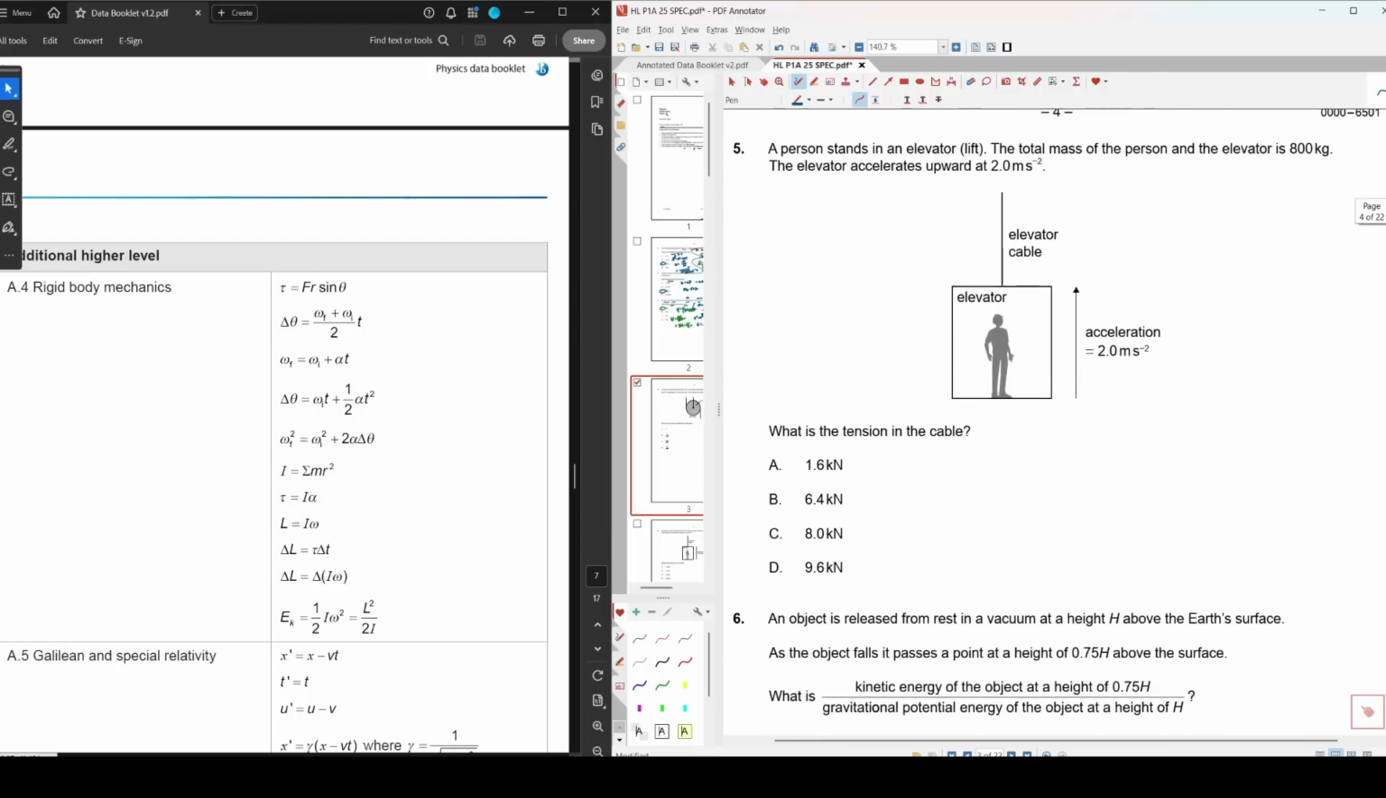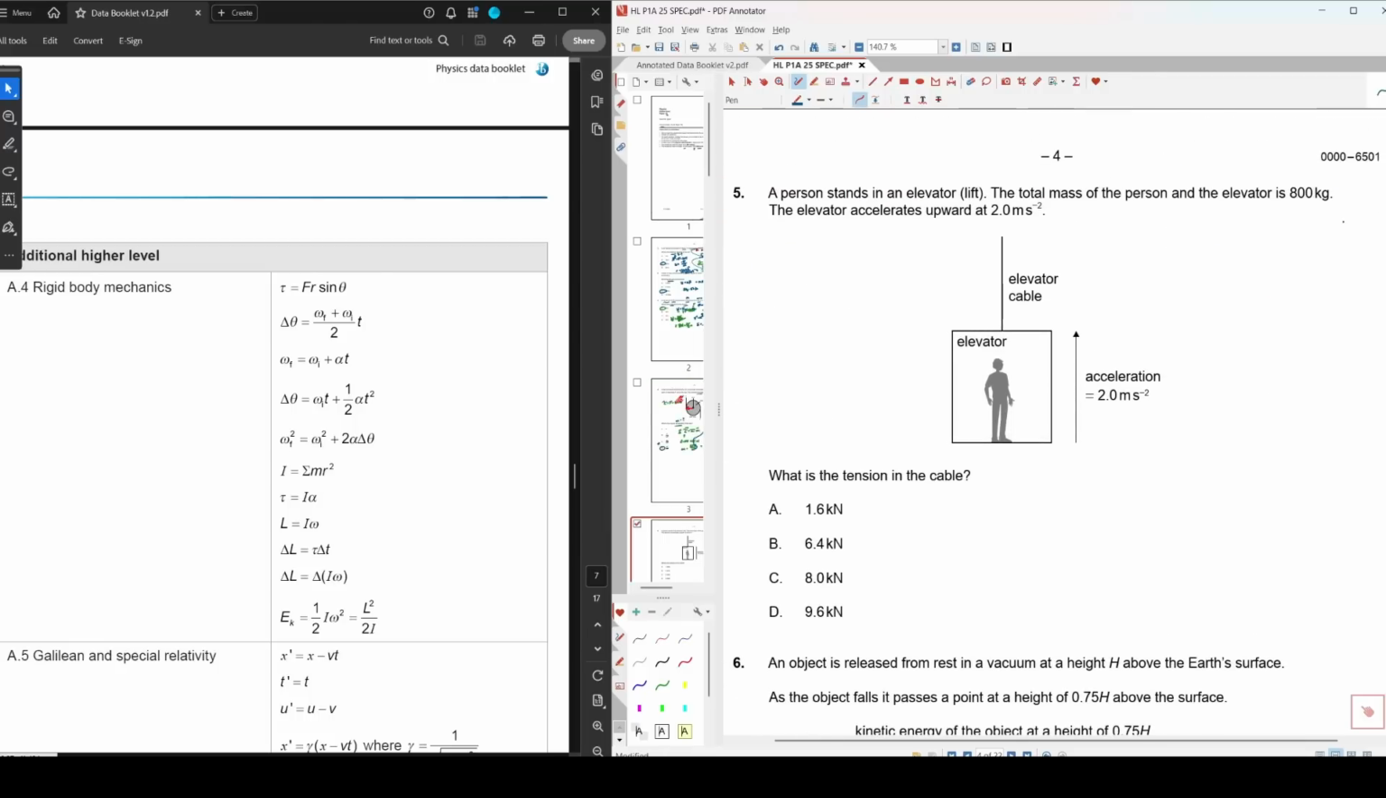Let's move on. Oh, great, an elevator. A person standing in an elevator, aka a lift. The total mass of the person and the elevator is given. Given the acceleration, what's the tension in the cable? Okay, F equals ma is the equation to use here. If you just solve for F, you're doing it wrong. Like that's not the answer, because remember this is net force.